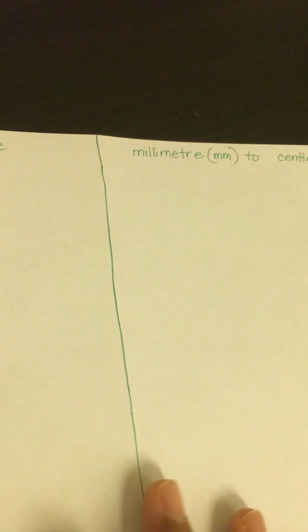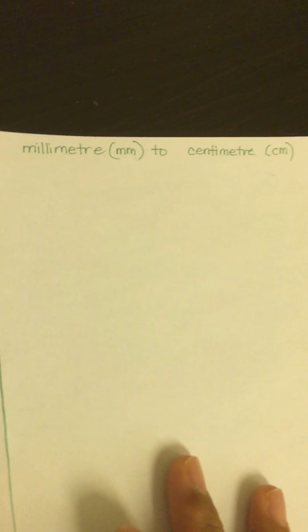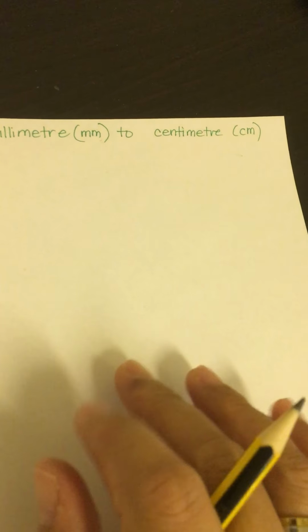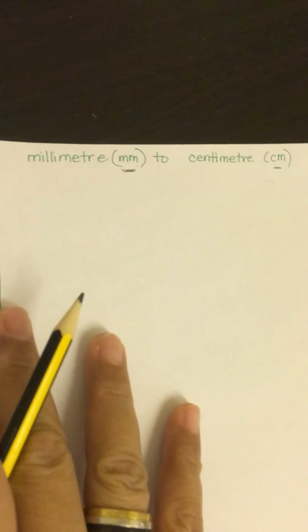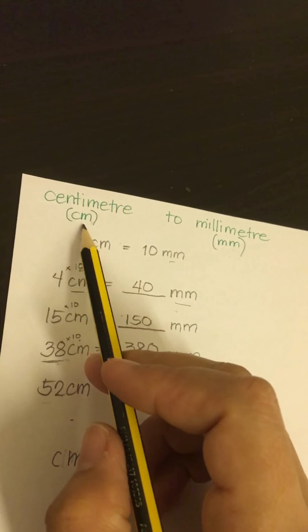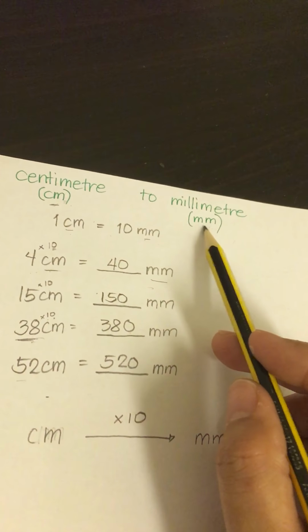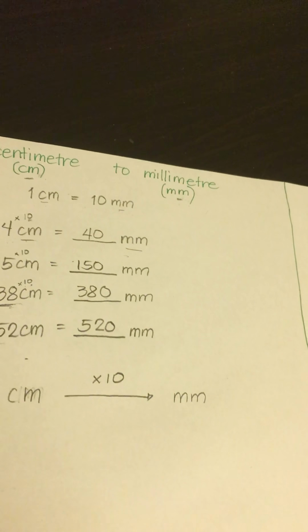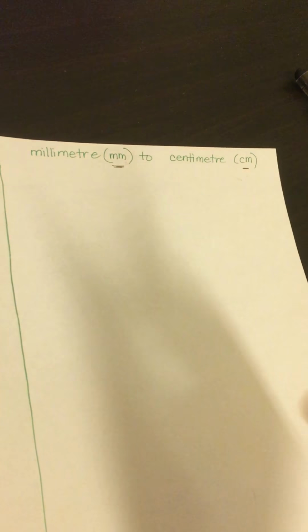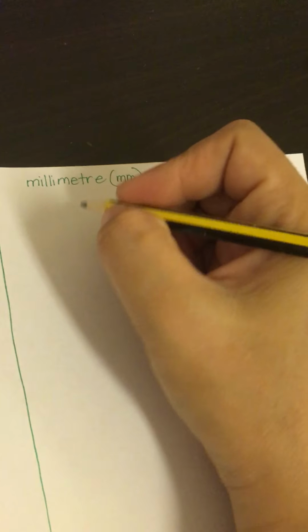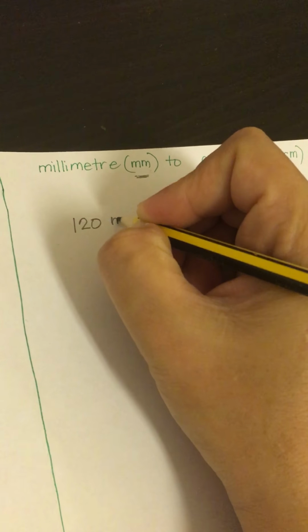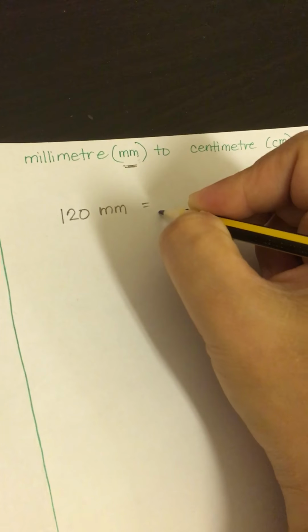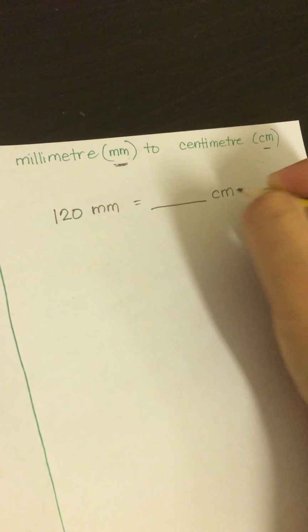Now let's go to millimeter going to centimeter. From here, we have small unit going to big unit. The first one we had was big unit going to small unit. This time it's the opposite, small unit going to big unit. So let's have an example. Let us say 120 millimeter, you want to change it into centimeter.